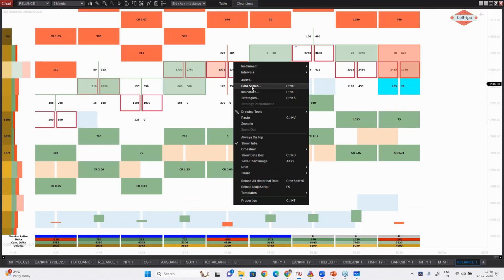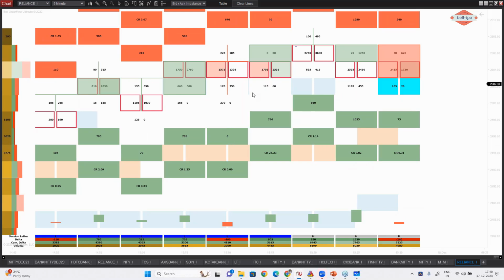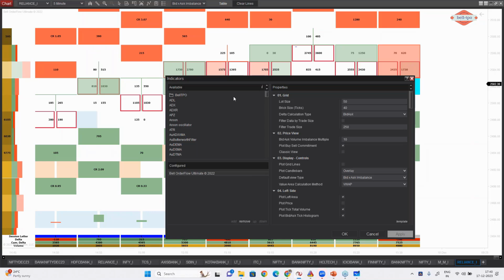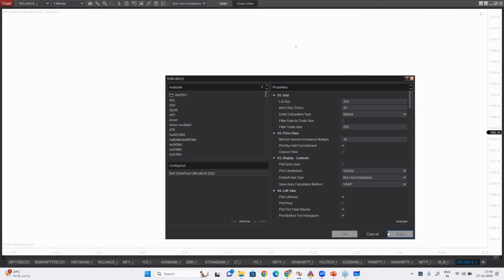I'm going to right click and go to the indicators. For something like Reliance, I'll be using 50 paise, right? So every 50 paise, I'll be keying in. Lot size is going to be 250. And the brick size is going to be what? The brick size is going to be 20. So 20 multiplied by 0.05 is going to be the brick size here.